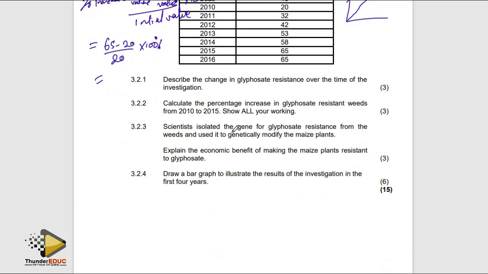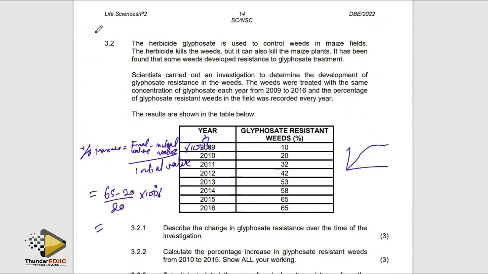guideline. So scientists isolated the gene for glyphosate resistance from the weed and used it to genetically modify the maize plant. Okay, explain the economic benefit of making the maize plant resistant to glyphosate. Because the glyphosate, now look, they are saying that herbicide is a chemical which kills plants. Maize is also a plant, and then we use it to control weed in the maize plantation or the fields.